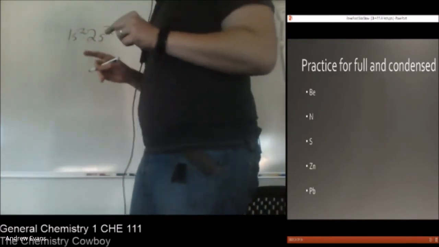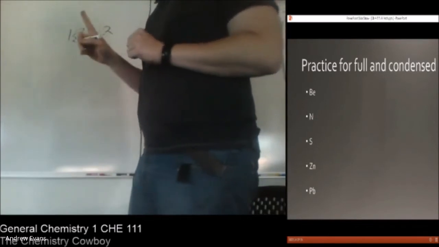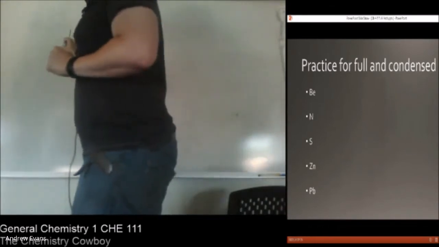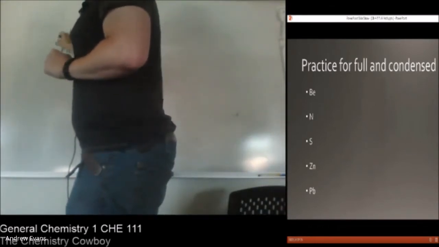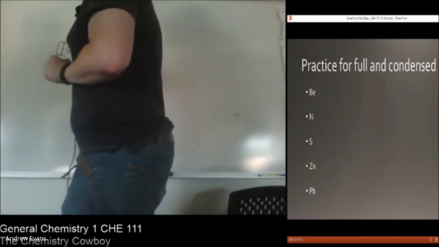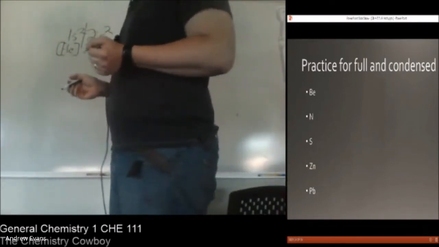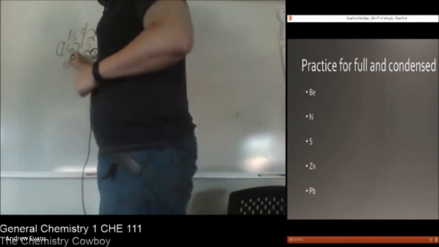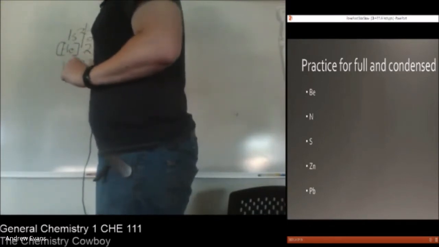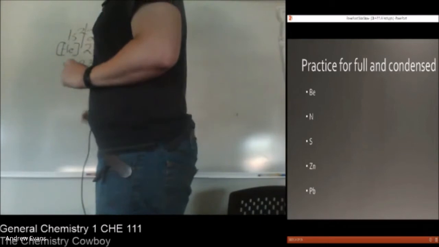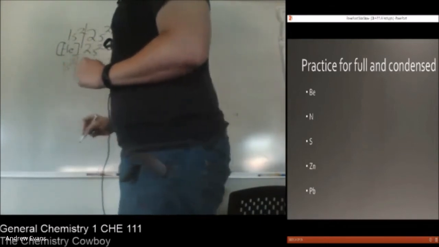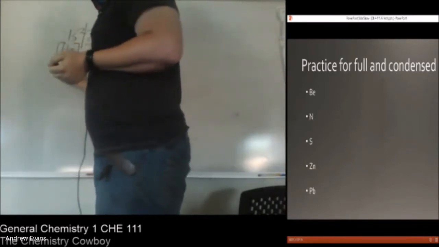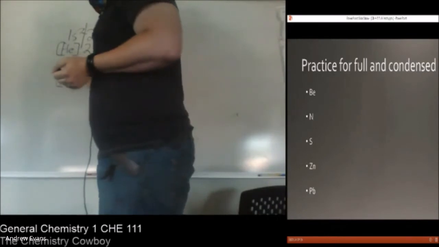The condensed electron configuration: one row up, all the way over, puts me at helium. So helium, 2s2. Nitrogen, element number 7. 1s2, 2s2, 2p3. One row up, all the way over, still helium. So it's helium, 2s2, 2p3.